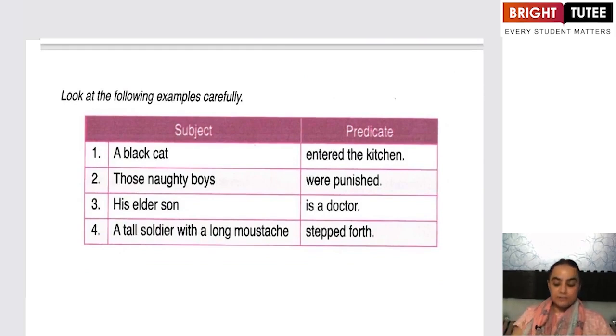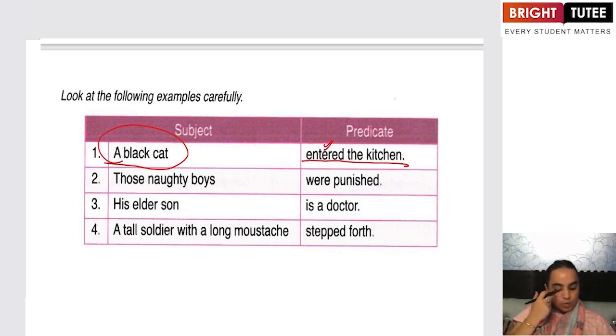As we can see further in these examples, a black cat entered the kitchen. Who entered the kitchen? What am I talking about? I'm talking about a black cat. And what is my rest of the sentence? Entered the kitchen. Now in these three words which are making my predicate, I have a verb also. Entered is my verb. So as I told you, predicate will always have a verb.